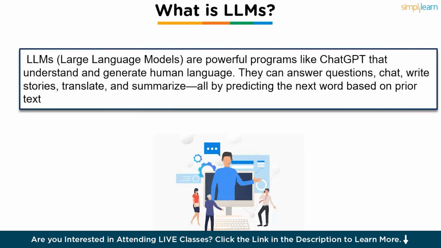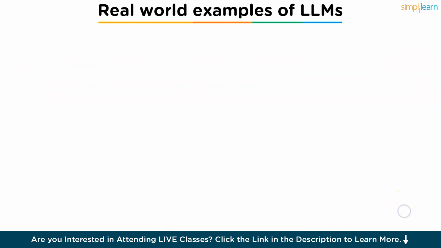So what are LLMs? LLMs stand for Large Language Models, which are powerful programs like ChatGPT that understand and generate human language. They can answer questions, chat, write stories, translate, and summarize, all by predicting the next word based on prior text. There are a few techniques used to achieve this. We'll come onto that later. For now, let's see some real-world examples of LLMs.